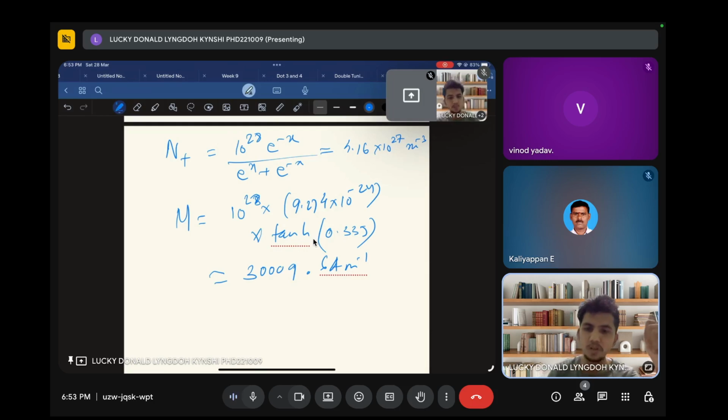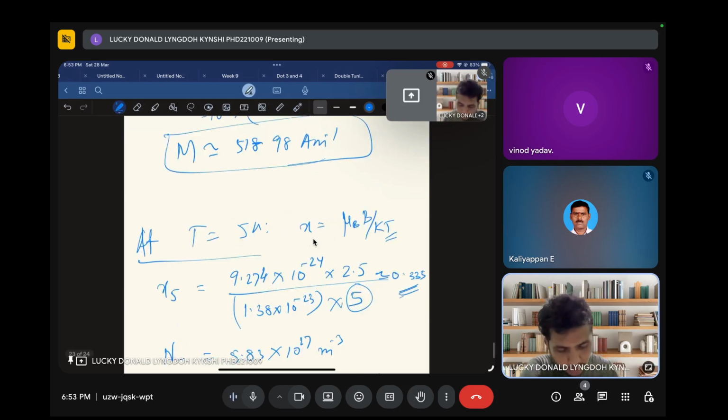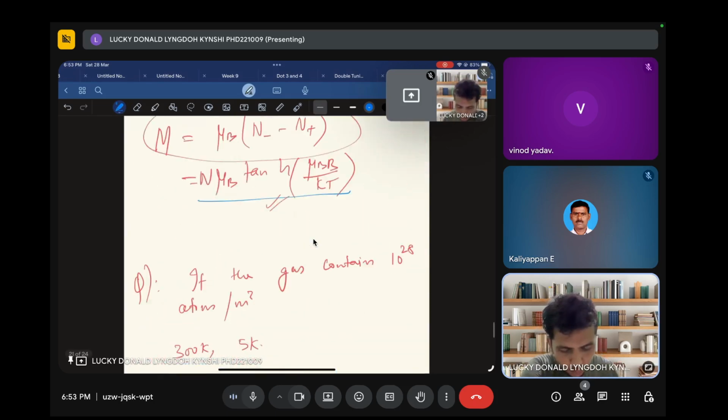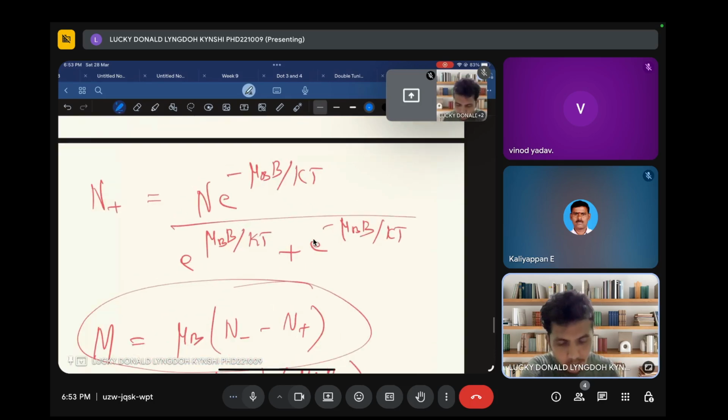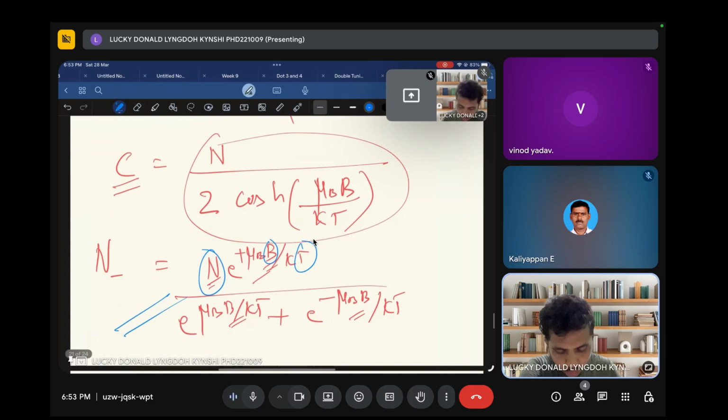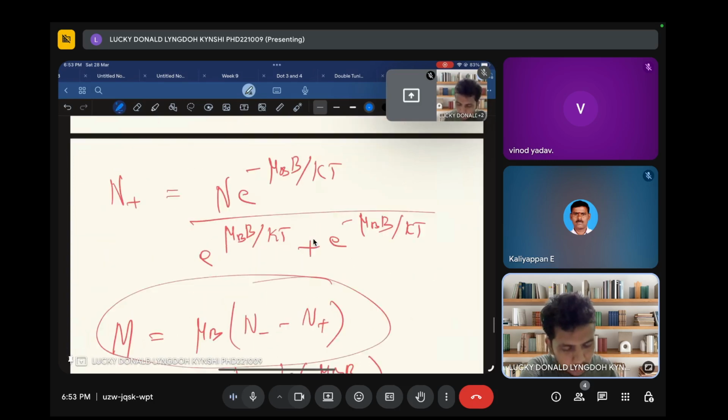Okay, and once you get that, you go to the Boltzmann statistics, in which you can calculate what is n plus and n minus. And once you get the n plus and n minus, you can calculate how many particles are there. And for that, you go back to this relation. What is there? The values that you need are only the temperature, magnetic field, and n.